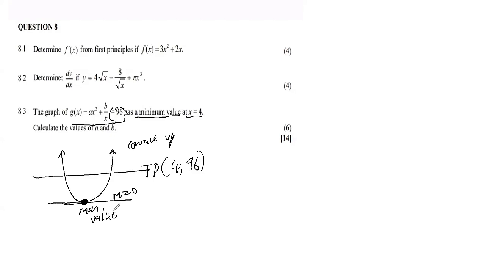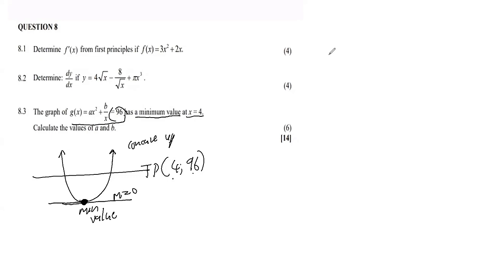So two things that we are going to use. We are going to have to use these two coordinates, substitute them into the original equation, and then derive this equation here to form the gradient function, and then substitute the 4 here so that we can find the gradient at that particular point, right?